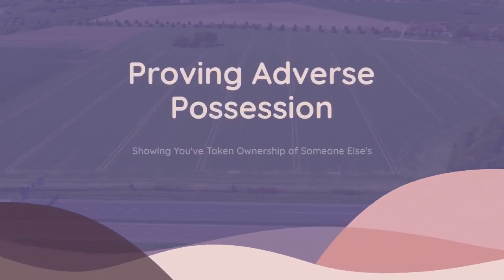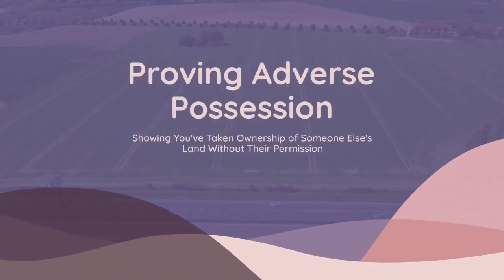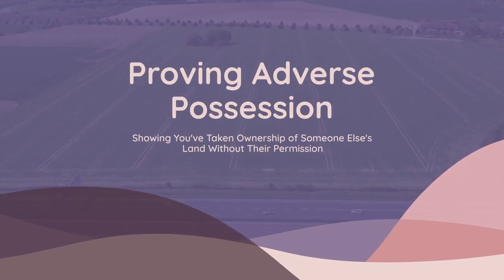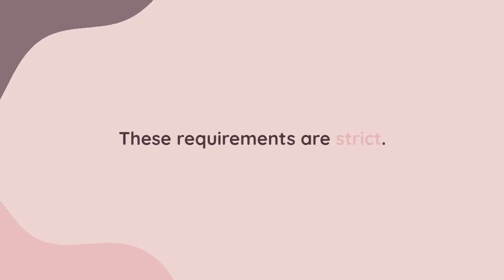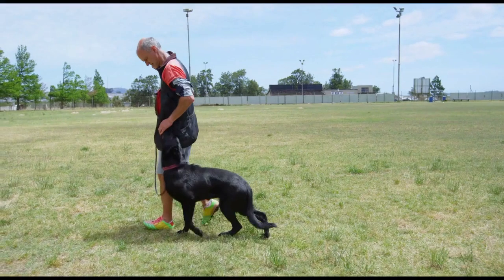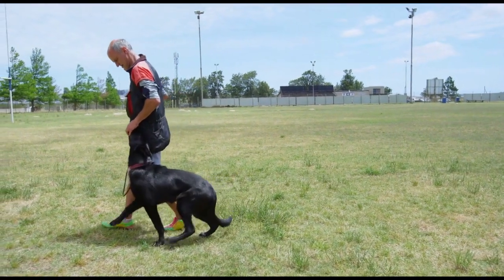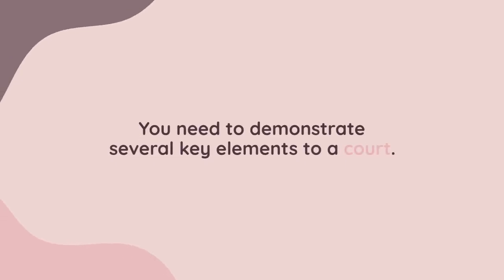Proving adverse possession means showing you've taken ownership of someone else's land without their permission. It's a complex legal process. You must meet very specific requirements set by state law. These requirements are strict. You can't just move onto someone's property and claim it. You need to demonstrate several key elements to a court.